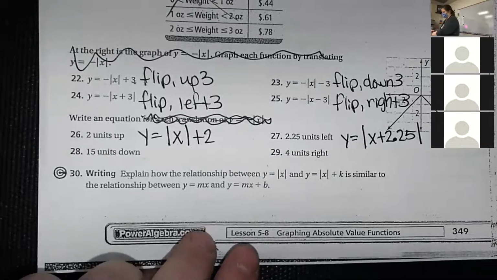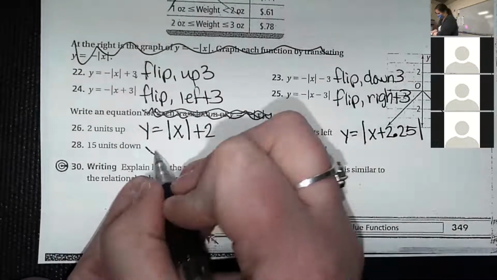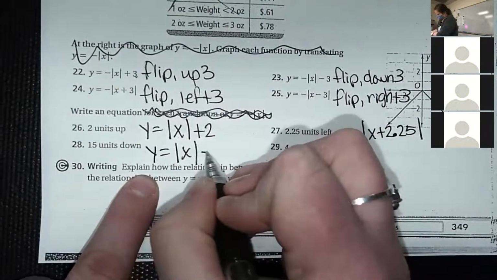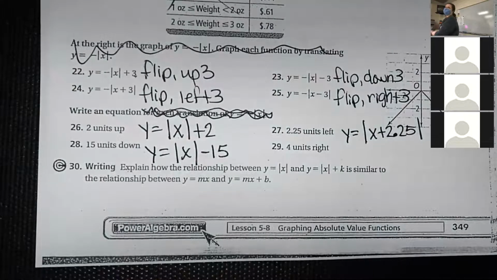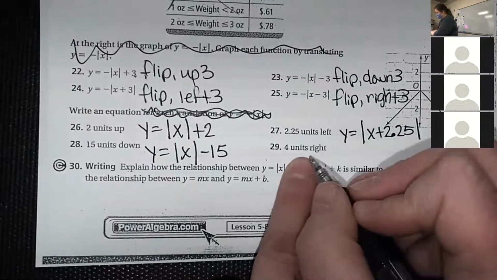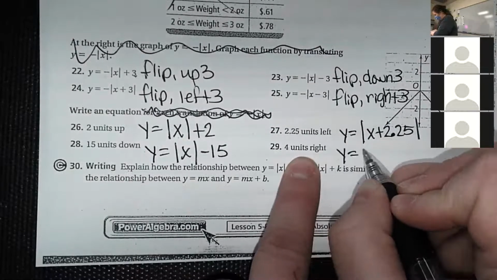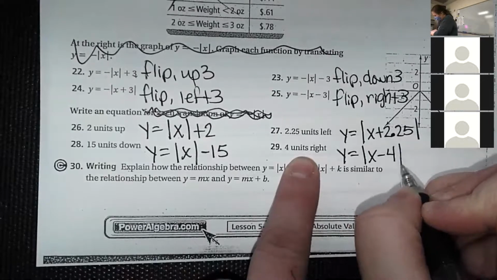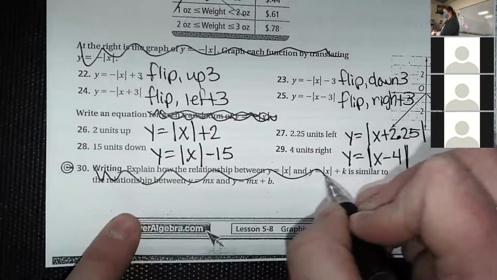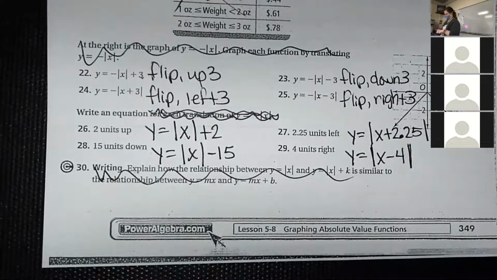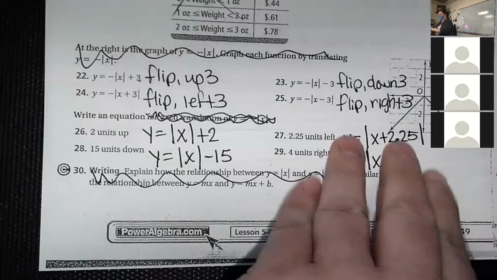Done. 15 units down. Outside. Nice. Outside, minus 15. Number 29. Inside. Minus 4. Brandon, what was it? The answer was y equals absolute value x minus 4. Beautiful. Okay, turn to the back side.